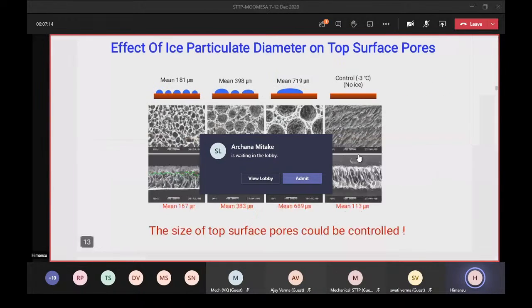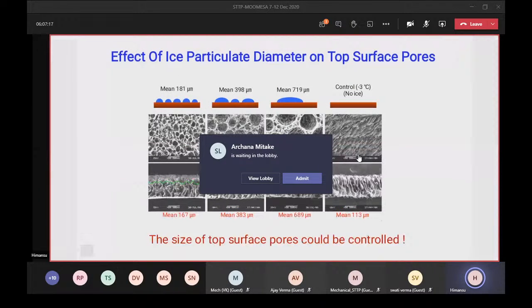And we investigated the optimization of the effect of the ice particulate diameter on the top large pores. If you see the ice particle size, the control temperature is -3 degrees centigrade, and we increase the ice particle size, and you can see the surface pore structure will be larger, and also the interconnected pores larger, with the mean size increasing up to 689 micrometer. It can start from 167 micrometer.